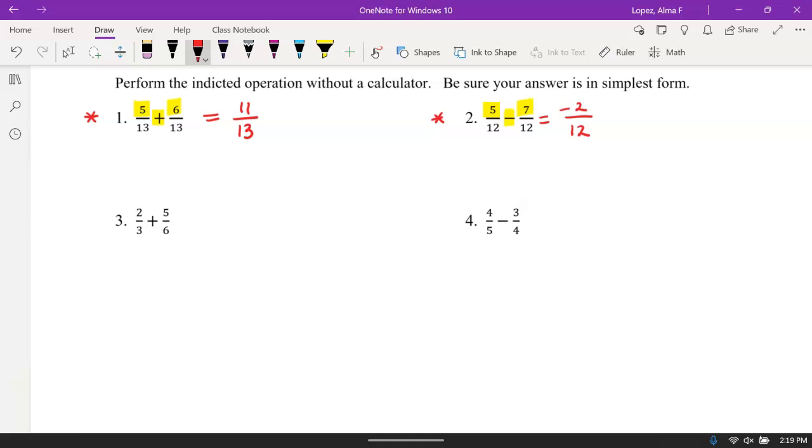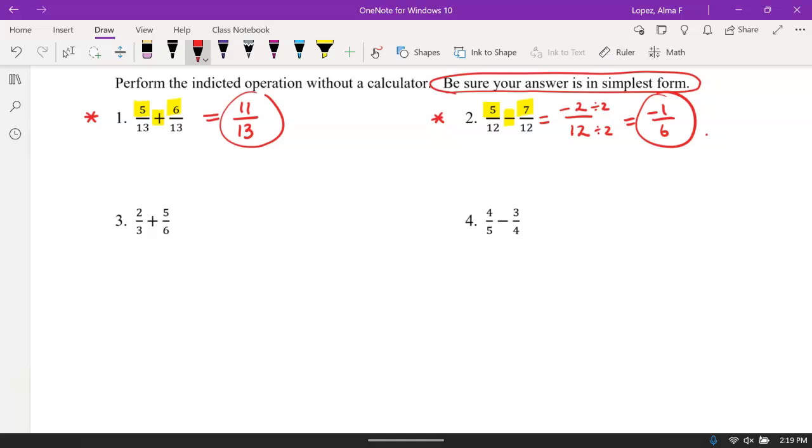Now, this answer isn't quite finished because any time that you have a fractional answer, you always want to make sure that your answer is in its simplest form. Negative 2 over 12 does reduce by a factor of 2. So I'm going to divide the top and bottom by 2. My final answer will be negative 1 over 6. Now, let's go ahead and add the next two.